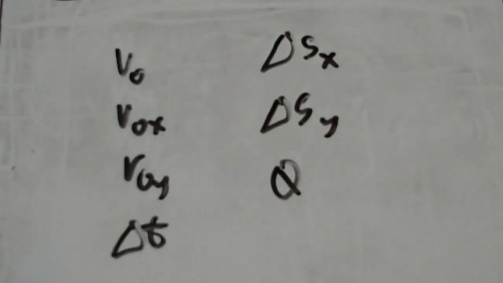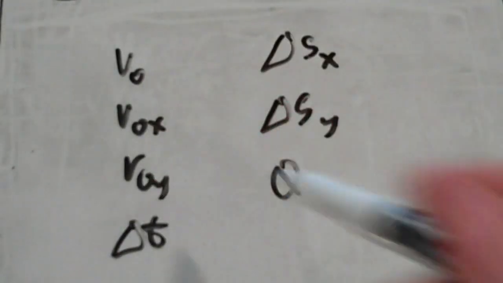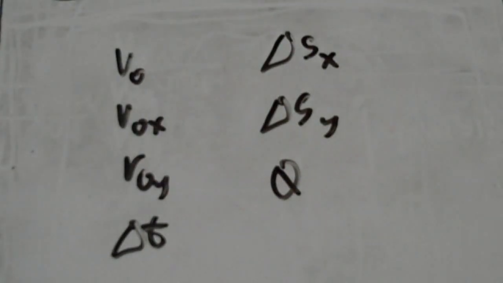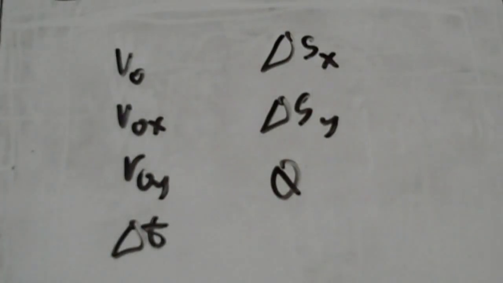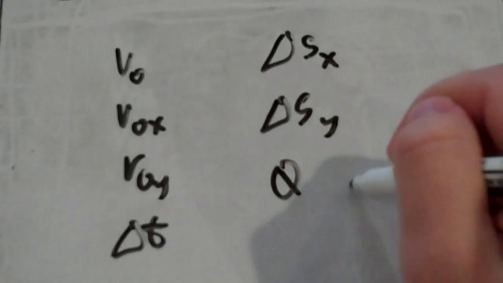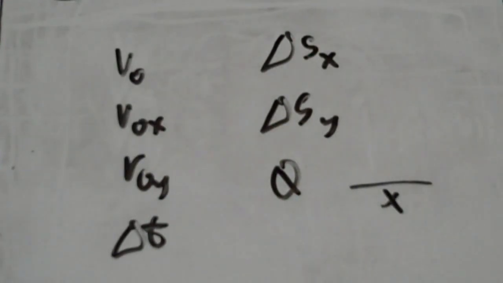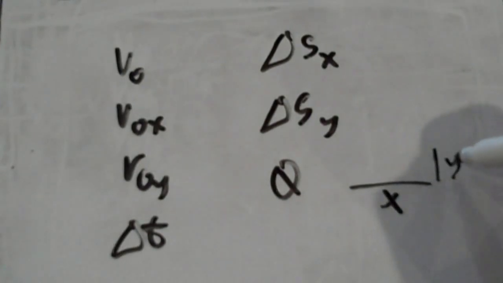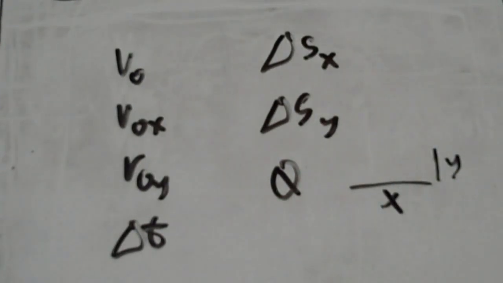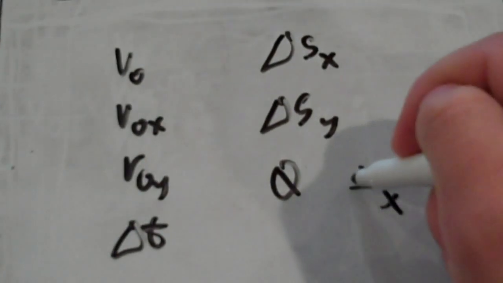And then delta t is the change in time, or how long it would take the projectile to get to the target. Now, we don't end up having these three in our equation, but we do need them to get to our equation. And delta s sub x is how far away it is along the x direction. So, in my example, it was this. And delta s sub y is how far up it is. Again, in my example, it was the y. And theta is the angle that we have the potato cannon at.